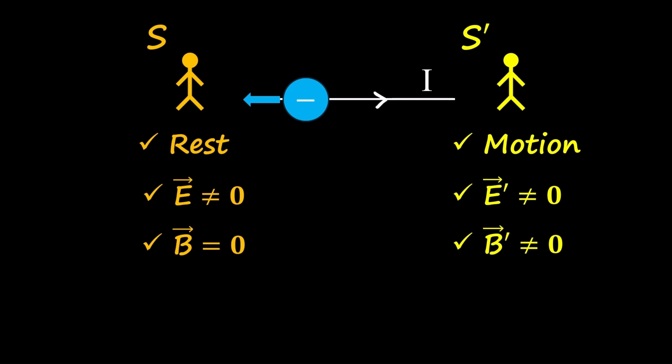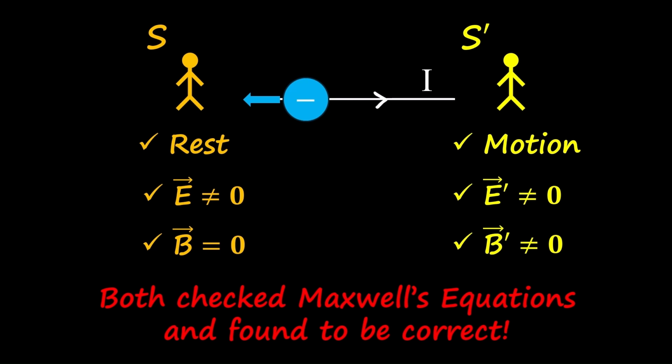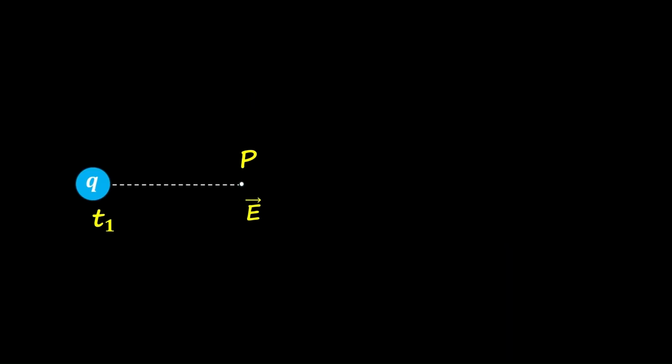So, what S and S prime did is, they took their conclusions and checked them with the Maxwell equations, because that's the ultimate equation. And both of them found that it agrees well with the Maxwell equations. So, what is happening here? Let us go deeper inside and see what is happening.